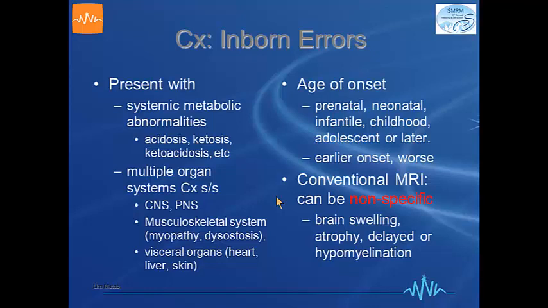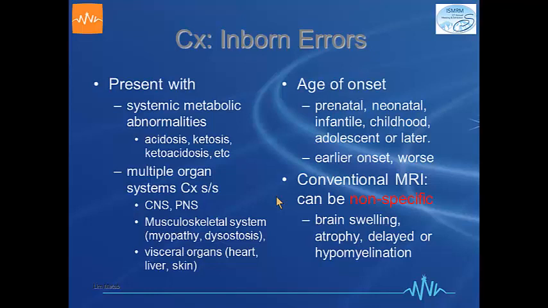And inborn errors present systemically with metabolic abnormalities, classically acidosis, ketosis, that sort of thing, and very often involve multiple organ systems, and that should be a first clue. The CNS is often affected. The musculoskeletal system and the visceral organs should also be checked for other supporting findings, such as in the bones and liver.